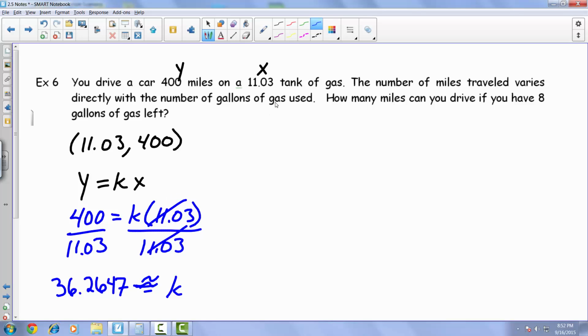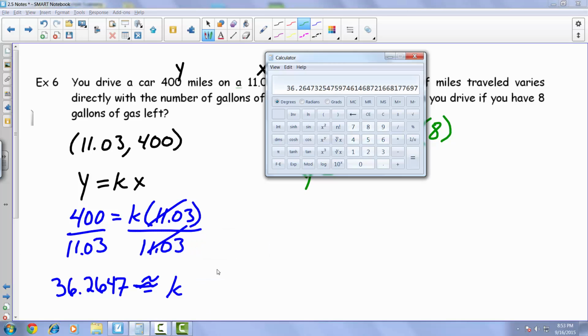Now we can go ahead and rewrite our equation using our constant of variation. So we have Y is equal to 36.2647. And we can actually determine then how far we're going to go if we know that we have 8 gallons left in our gas tank. We end up then with Y is equal to pretty much just taking this value, multiplying it by 8.